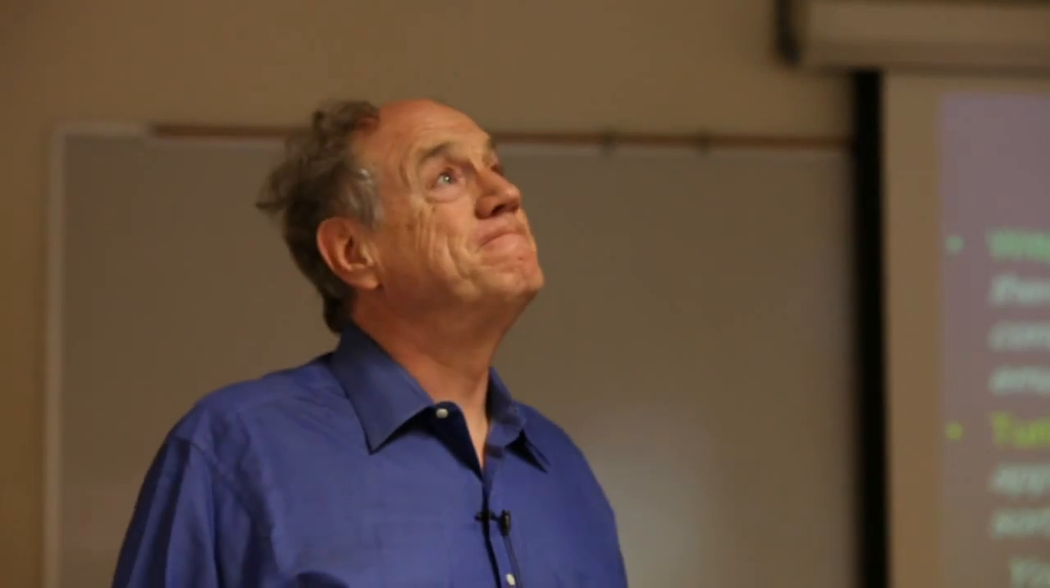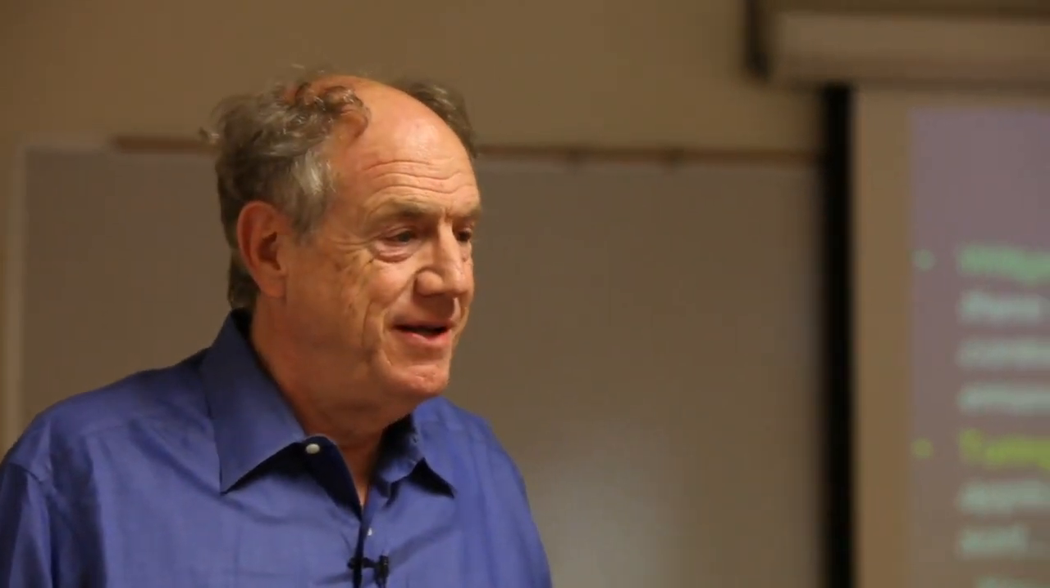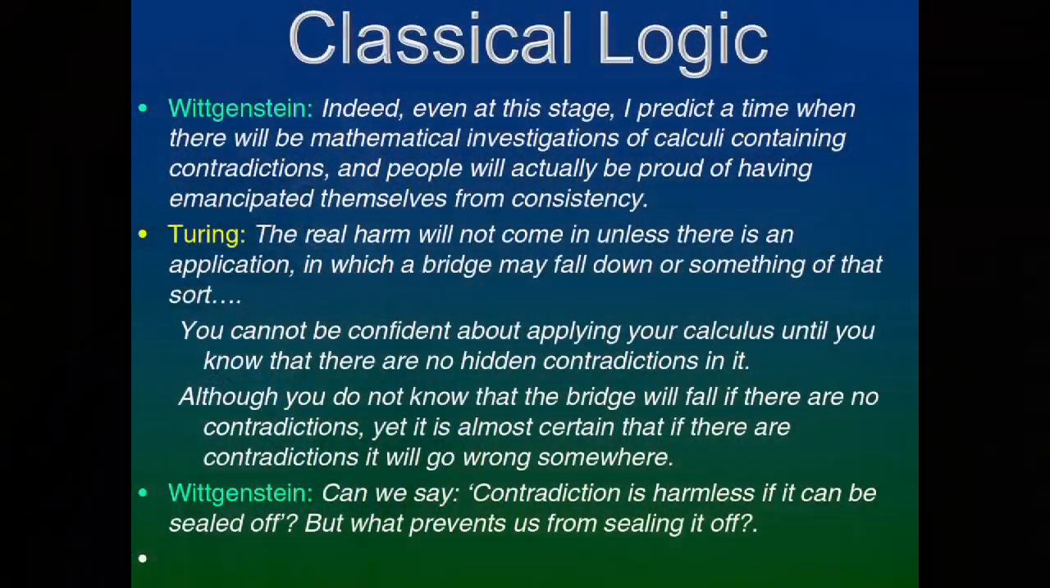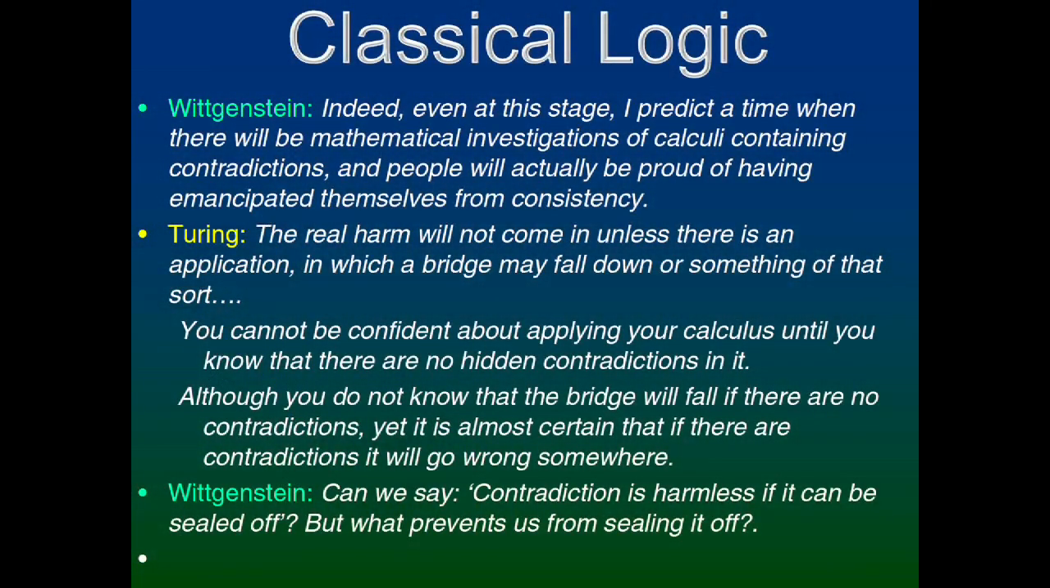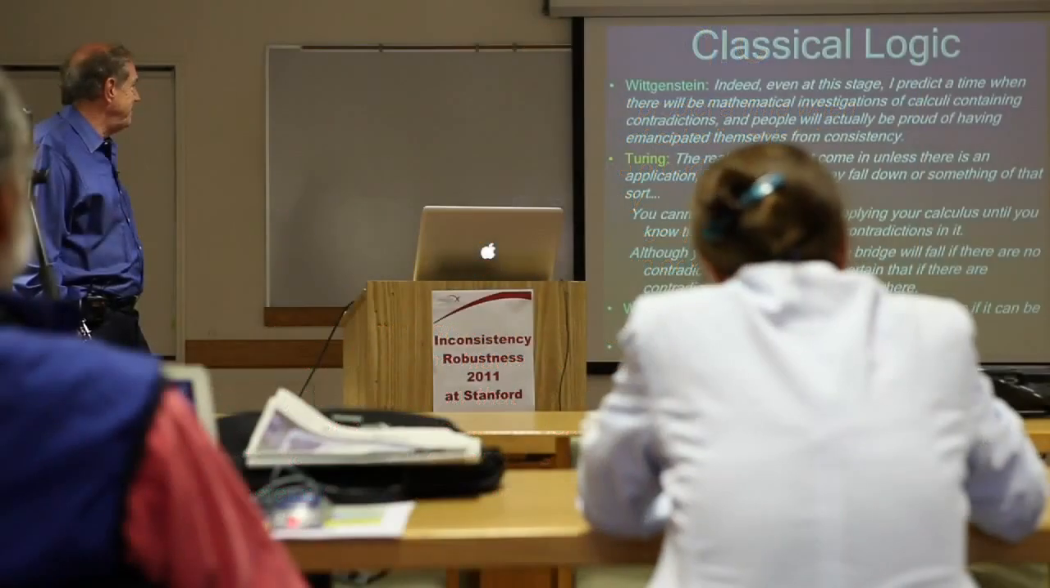So, what's to be done? Well, Wittgenstein said some very wise things about this 80 years ago already. He said, even at this stage, I predict a time when there will be mathematical investigations of calculi containing contradictions, and people will actually be proud of having emancipated themselves from consistency.